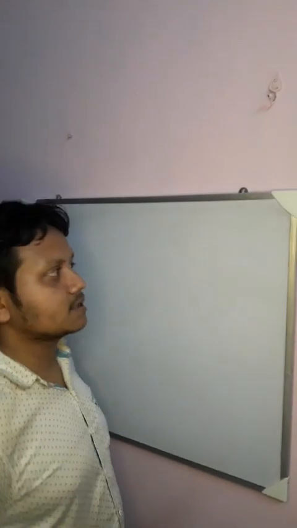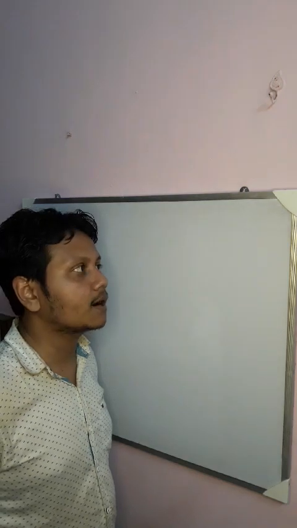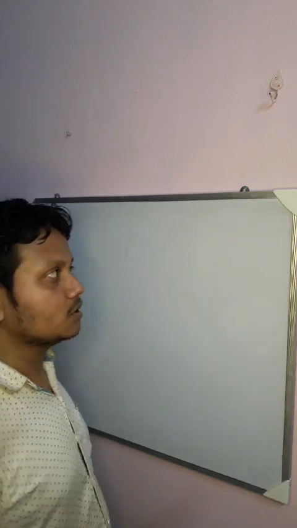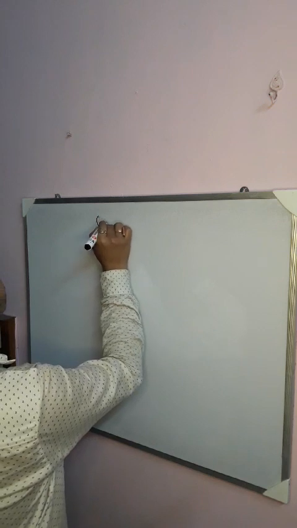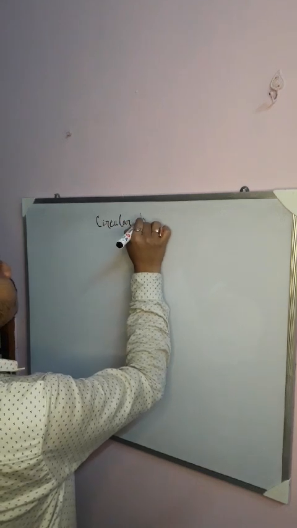Now in yesterday's lecture, I discussed the moment of inertia of a thin rod, and then I took the example of a circular ring. In today's lecture, I am going to discuss the moment of inertia of a circular disc. We all know that a disc is composed of a large number of rings. So let's proceed. Our next task is to find the moment of inertia of a circular disc.